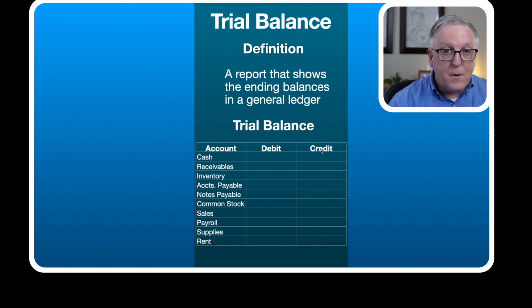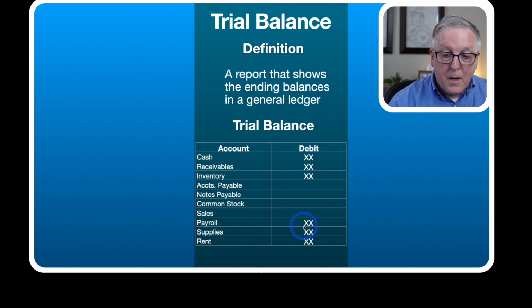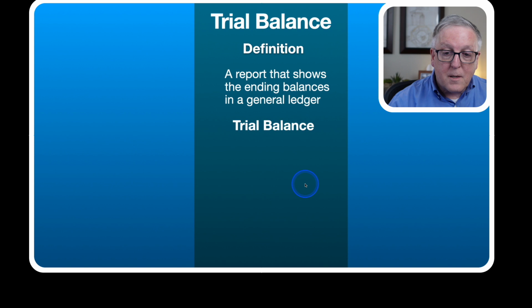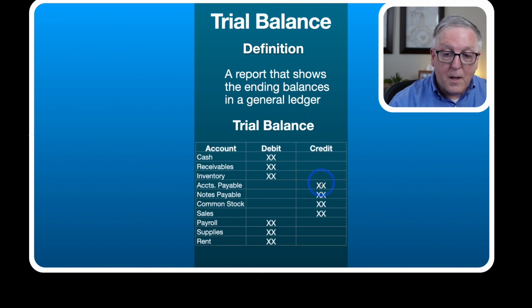Now the next thing that we're going to do in completing the trial balance is add the debit balances for those accounts that have a debit balance. So normally asset accounts like cash or receivables or inventory, those normally have debit balances. And then expenses like payroll expenses, supplies, rent, they normally have a debit balance. Next, let's add the credit balances.